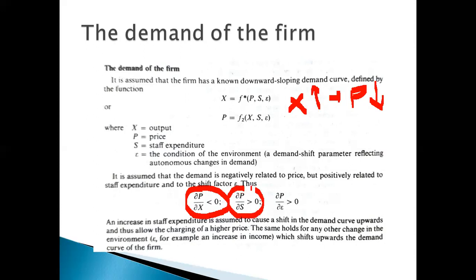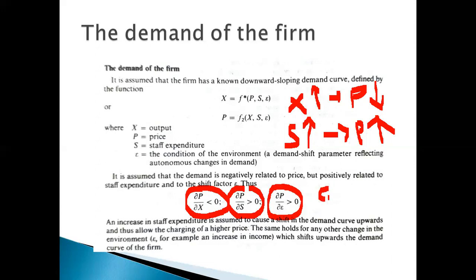What does this mean? This means as staff expenditure increases, then the price will also be raised. Positive connection, greater than zero. That means if more people get more money, staff expenditure rises, and definitely there will be an increase in the demand for the product, and as a result the price of the product in the market will be raised. Similarly, this also shows a positive connection. As epsilon rises, that means if there is an improvement in market condition, definitely the price of the commodities is likely to be raised.